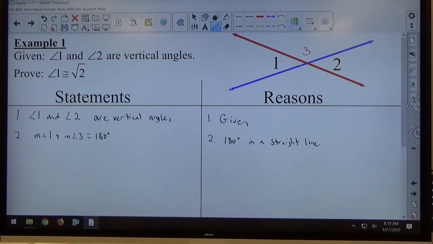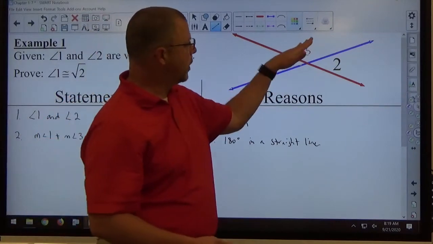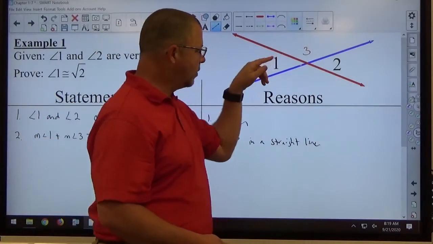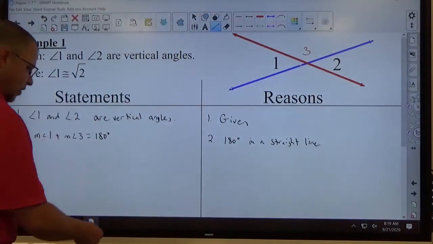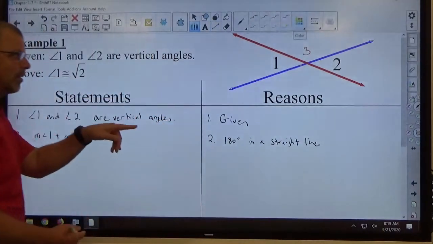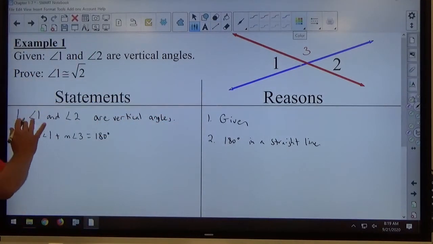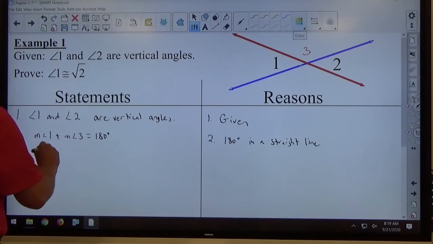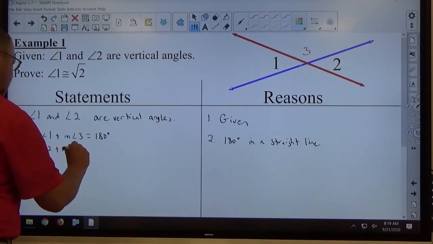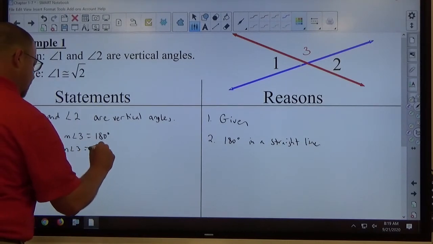Angles 3 and 2 add up to 180. Couldn't we say the same thing? So 2 and 3, straight lines, so they're adjacent angles that form a straight line. So it's the exact same reason for the statement, so I can put that on the second row too. So I'm going to say the measure of angle 2 plus the measure of angle 3 is equal to 180 degrees.